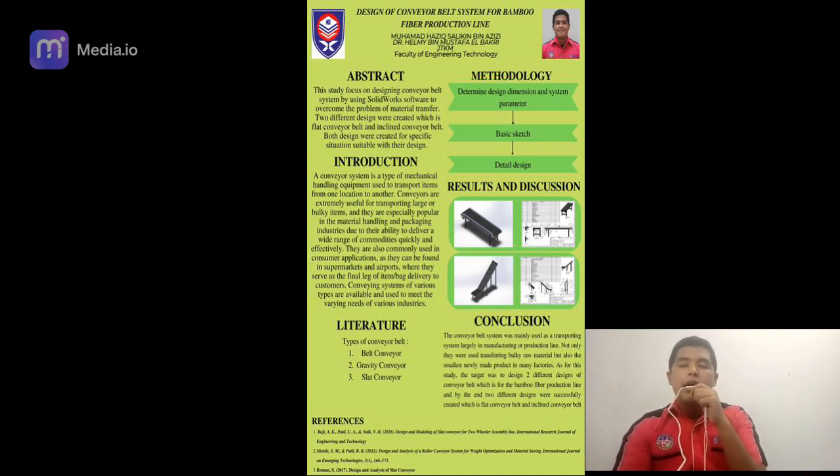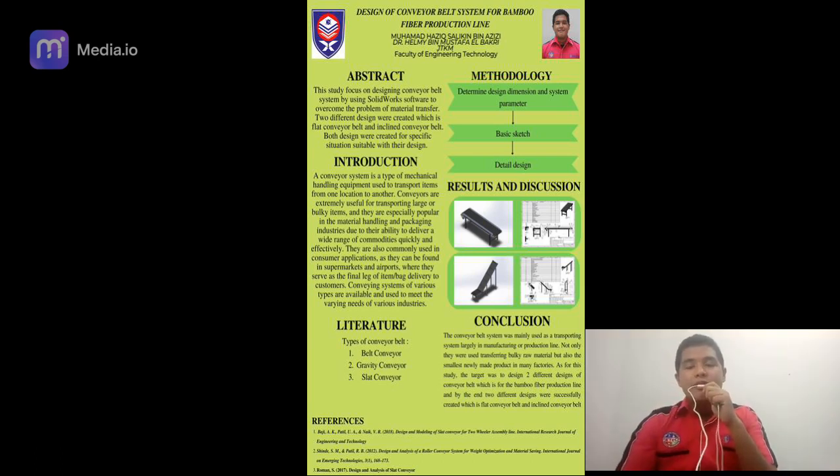The next is chapter 4, results and discussion. At the end of the project, we successfully designed two different designs of conveyor belt, as you can see on the poster. In the first line, we have the flat conveyor belt design with its assembly drawing, and in the second line, there is the inclined conveyor belt, and next to it is its assembly drawing.